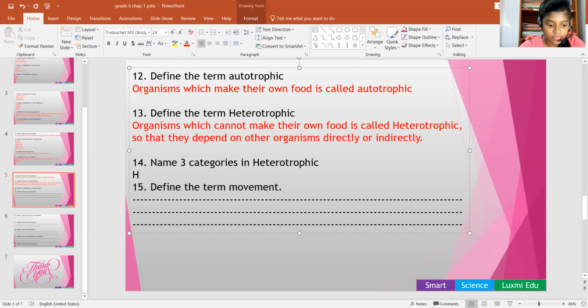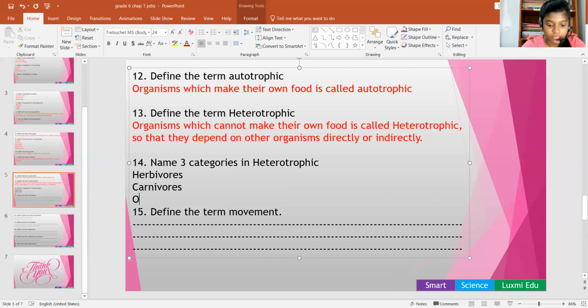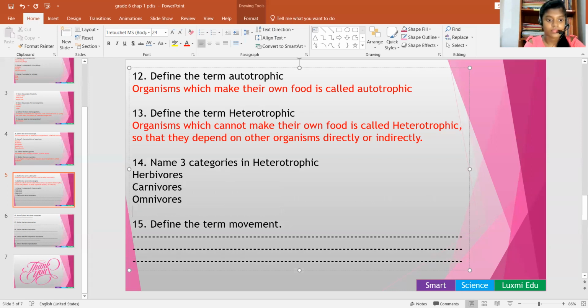herbivores, carnivores, and omnivores. Okay, so these 3 categories, I think maybe you have even learned in ERA, environmental related activities. Yes, so this is the 3 categories in heterotrophic: herbivores, carnivores, and omnivores. Okay, now the 15th question.